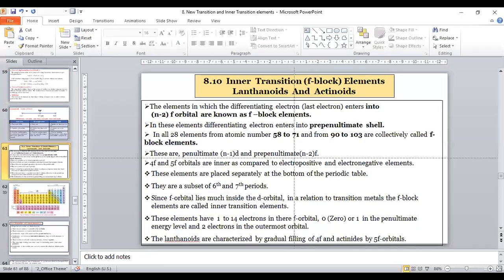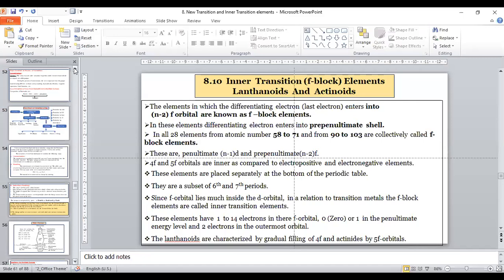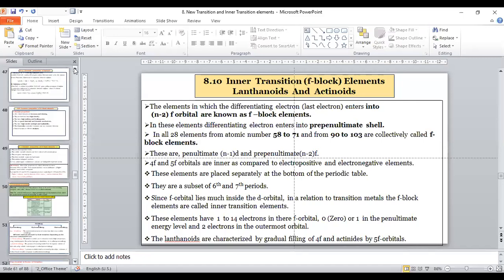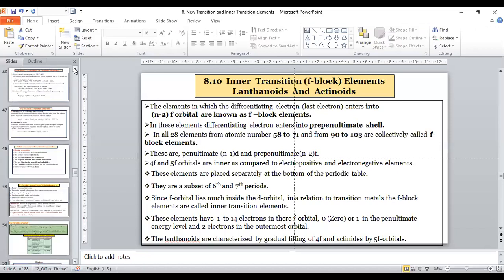So the remaining part of the chapter, transition and inner transition elements, today we will complete. In the last lecture, we finished the properties, that is melting point, boiling point, then magnetic properties, oxidation state, then the properties of d and f block elements. This part is completed.